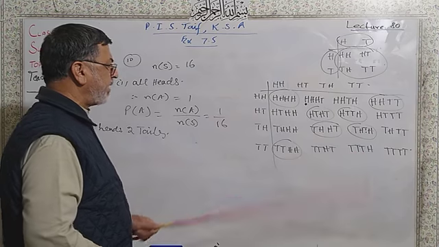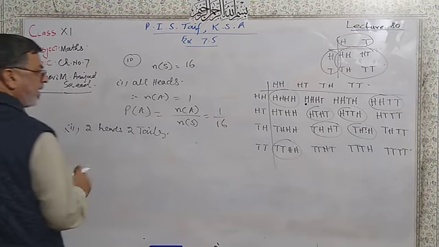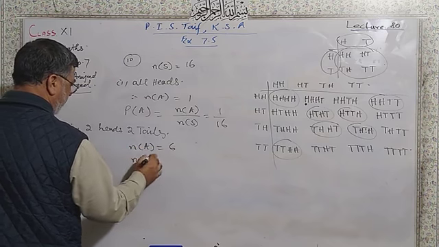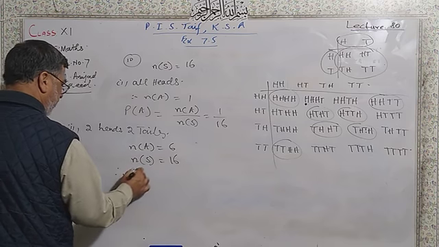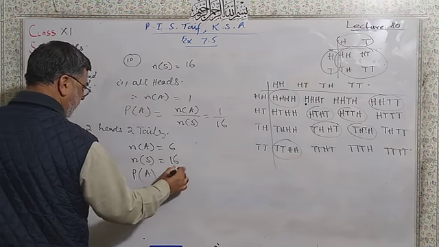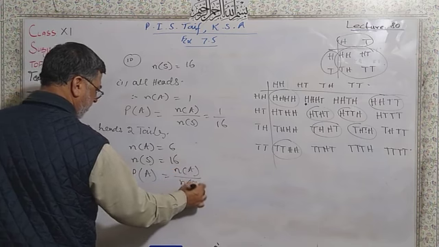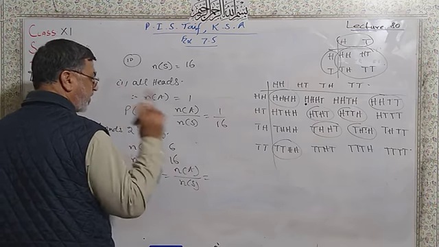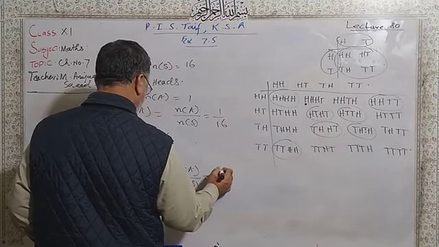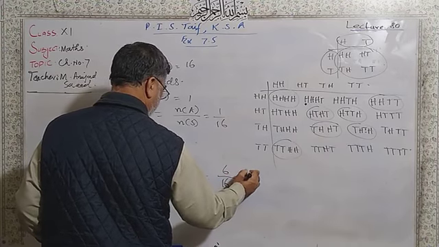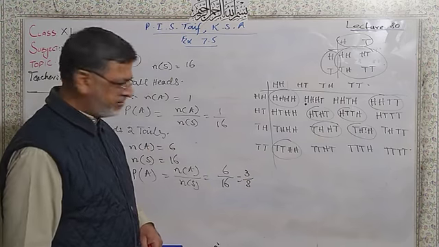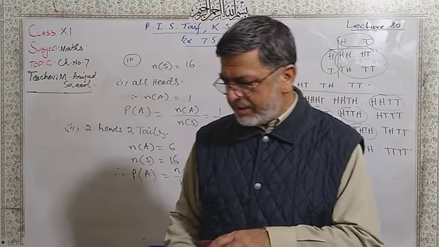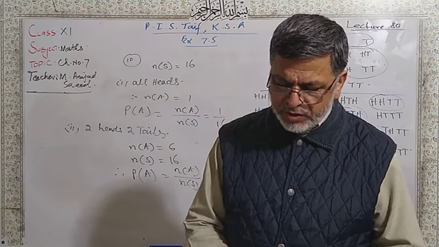So what is the possibility for 2 heads and 2 tails? N of A is equal to 6, N of S was 16, therefore probability of A is equal to N of A over N of S. Total outcome is below and above is favorable outcome. So this is 6 over 16, 3 over 8. This is your answer of question number 10. I hope that you understood.